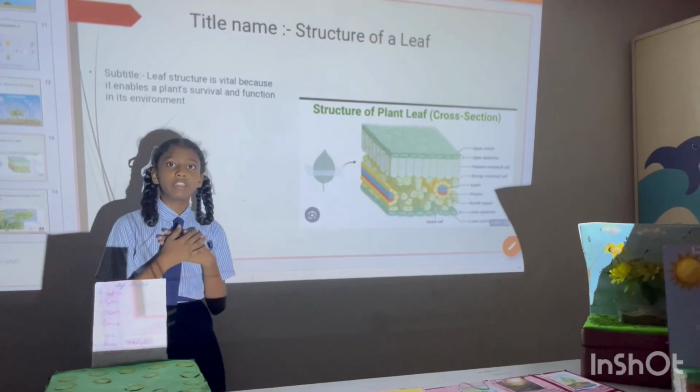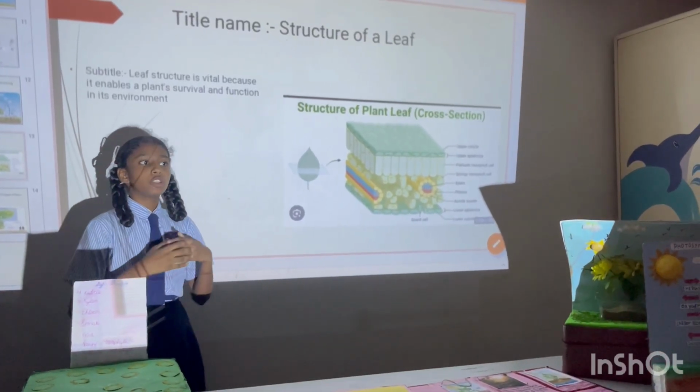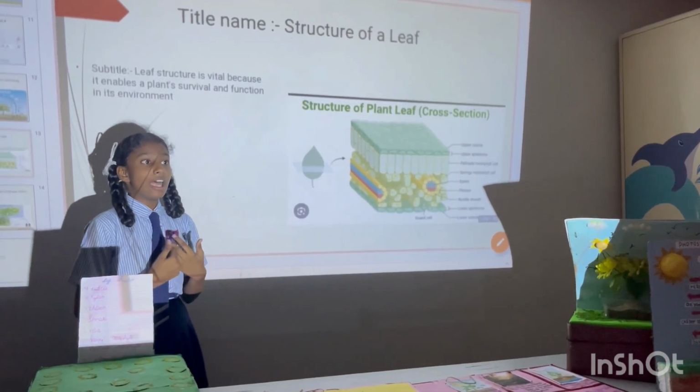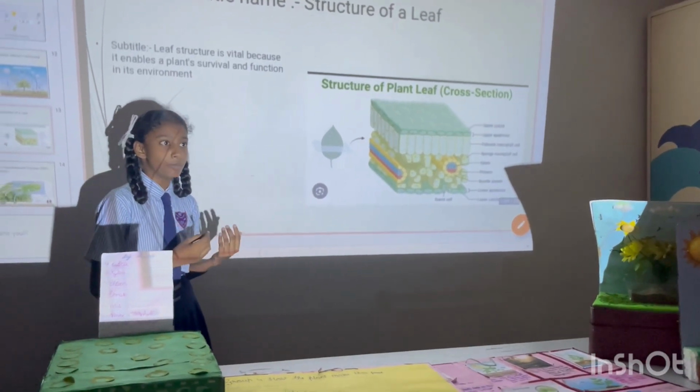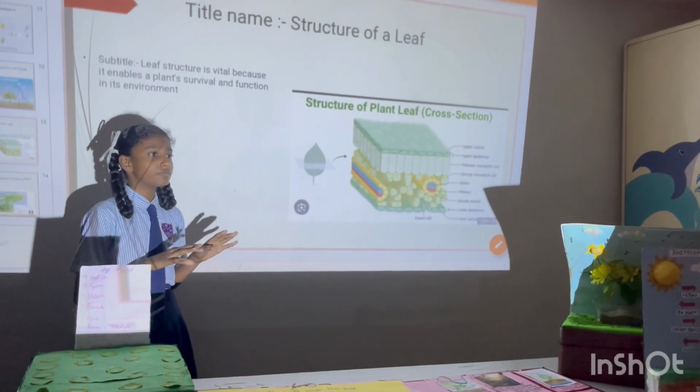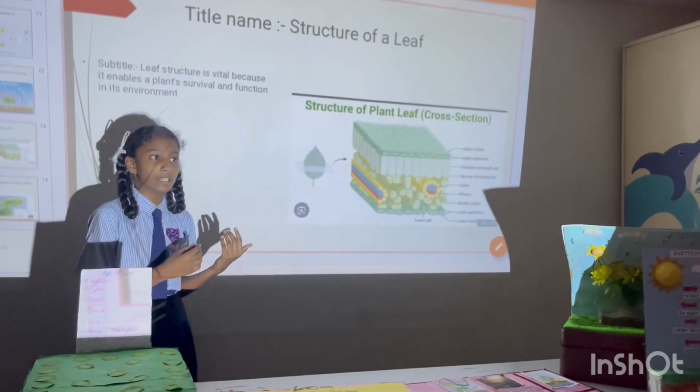Now I would like to discuss the leaf structure. Here the leaves are the food packets of the plants, and their structure is built for photosynthesis. On the surface of the leaves are tiny pores called stomata. Inside the leaves there are veins which work like pipelines.